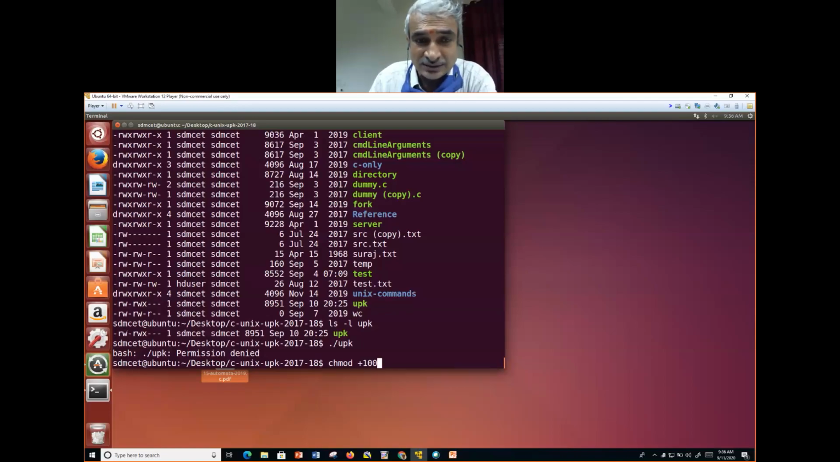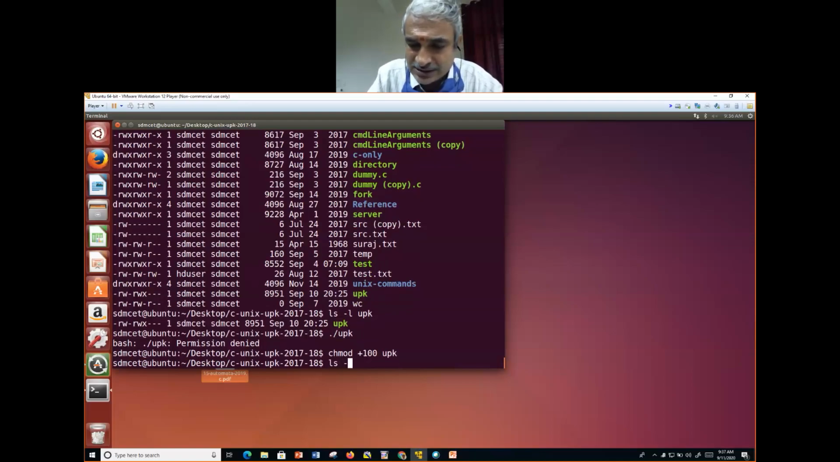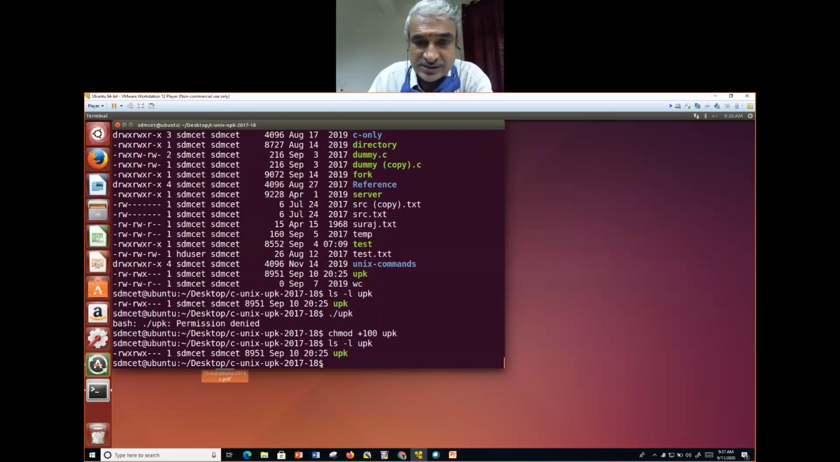Please remember, this will add executable permission only to the existing access permission of read write for the owner, read write execute for group, and no permission for others on upk. See here, when you do ls -l on upk, execute has been added. This only I have added. Other things, whatever existing, have been carried forward. Plus is that. Minus is whatever you say.